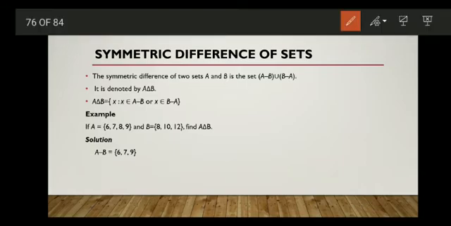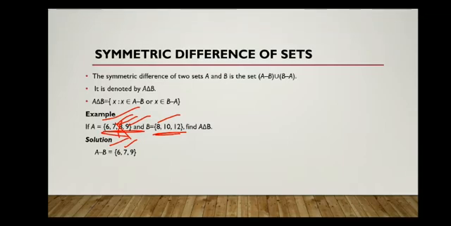When you consider the elements of A, 6. 6 is not there in B, so we have to take 6 in A difference B. 7. 7 is not there in B but in A, so we have to take 7. Next one is 8. 8 is there in B, so we have to neglect 8. 9. 9 is there in A but not in B, so we have to take 9. So A difference B will be equal to {6, 7, 9}.